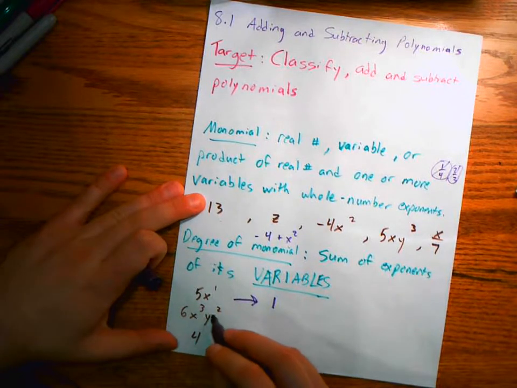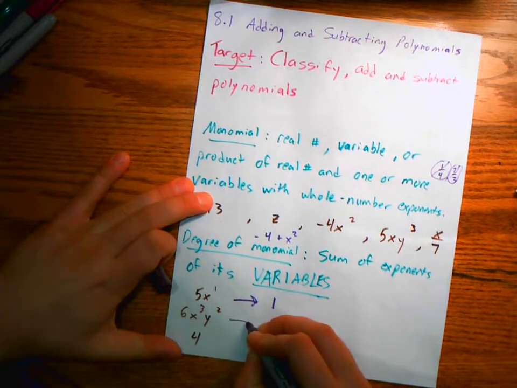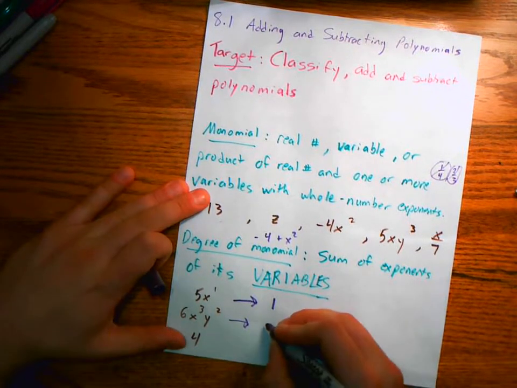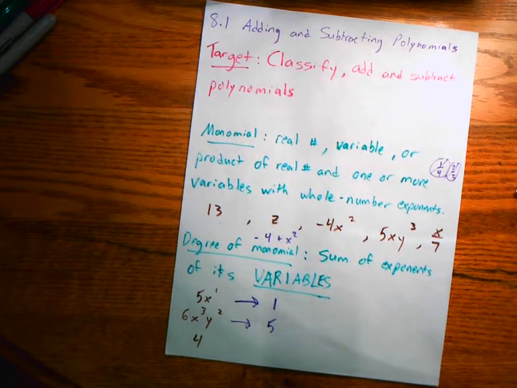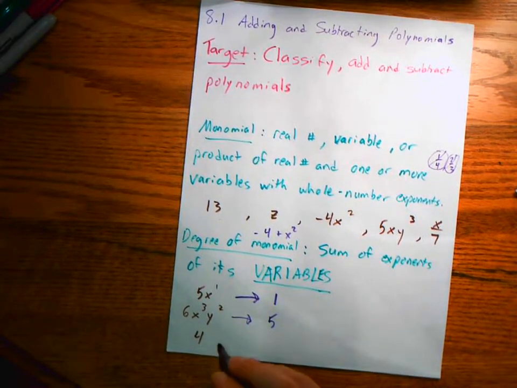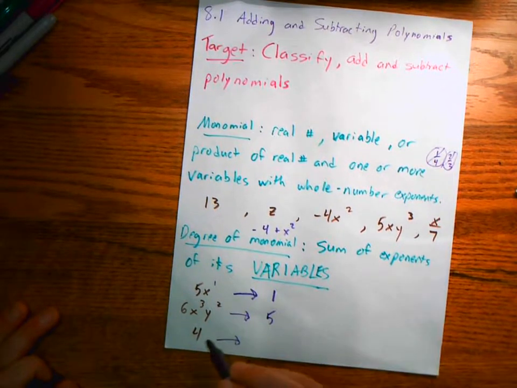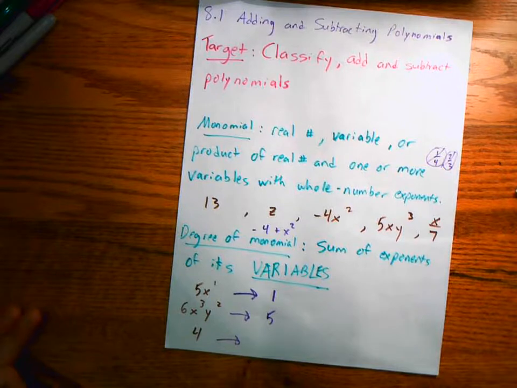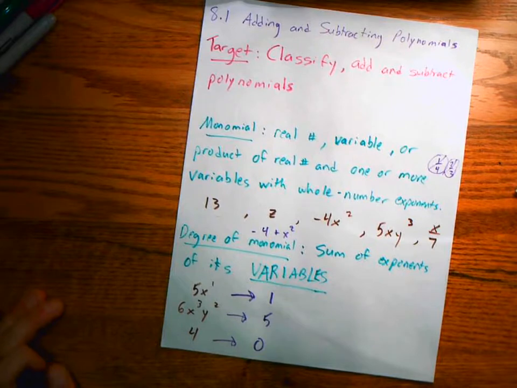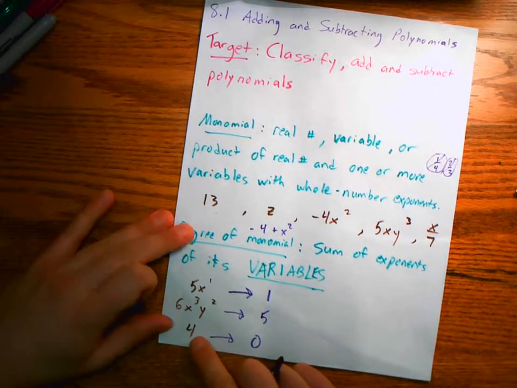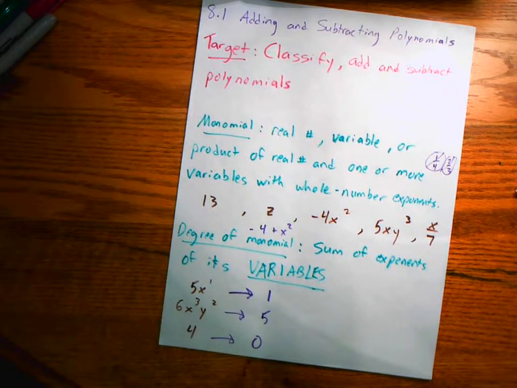Then you have exponents 3 and 2 in 6x cubed y squared. So when you add all of your exponents together, you have 5. 3 plus 2 is 5, so that's the degree of your monomial. And this last one, since there is no variable in this monomial, it's just 4, that means it has no exponent, or the degree is 0. So there is a difference between this first one, 5x, and this one, 4, because there is no variable or no letter listed in the monomial. So that means the degree of the monomial is 0.